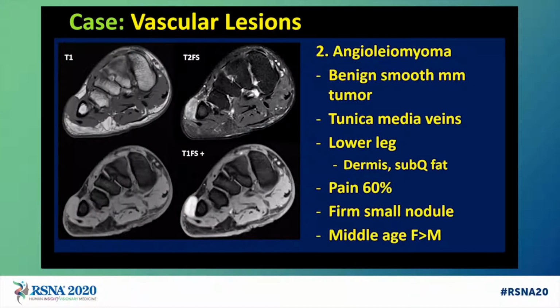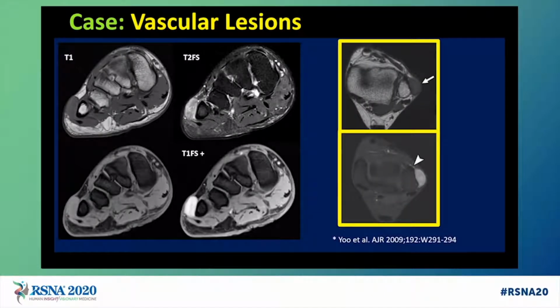The other lesion in the vascular category, which is quite rare but warrants discussion, is angioleiomyoma. This is a benign smooth muscle tumor that comes from the tunica media of veins. It is typically in the lower leg, arising from the dermis or subcutaneous fat. It typically presents as a firm, small nodule with pain in approximately 60% of cases. It is more commonly seen in middle-aged females than males.